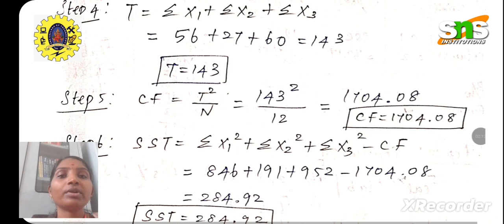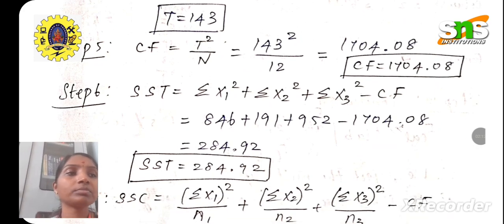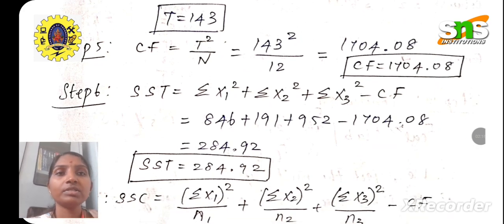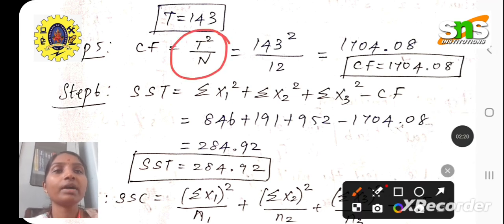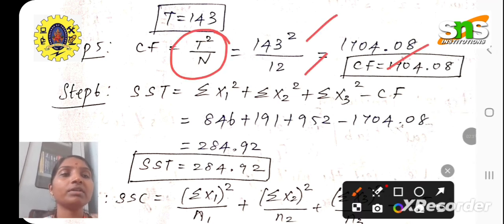And then the very important thing is to find the correction factor. What is the correction factor? CF is equal to T squared by N. CF is equal to T squared by N. 143 squared by N gives the correction factor as 1704.08.